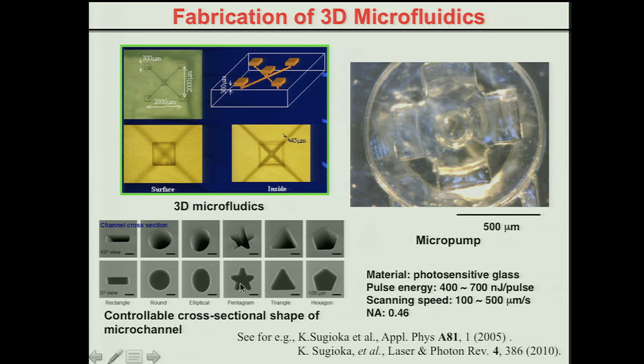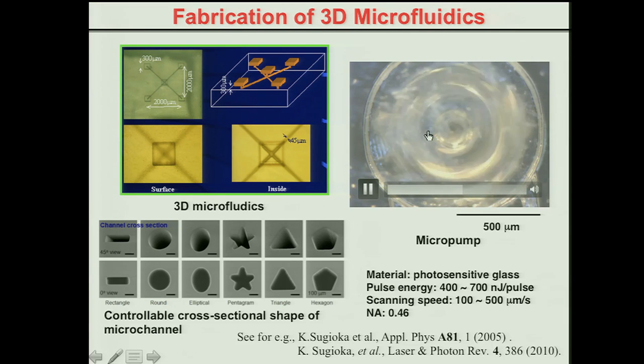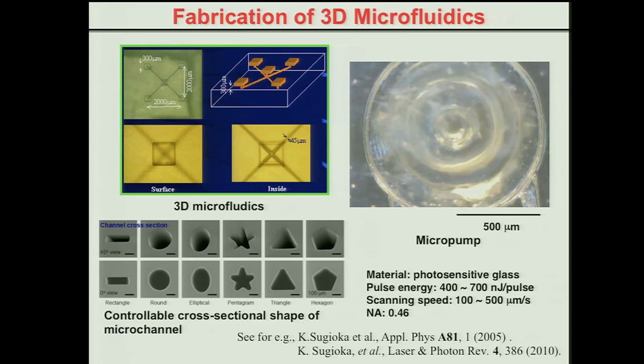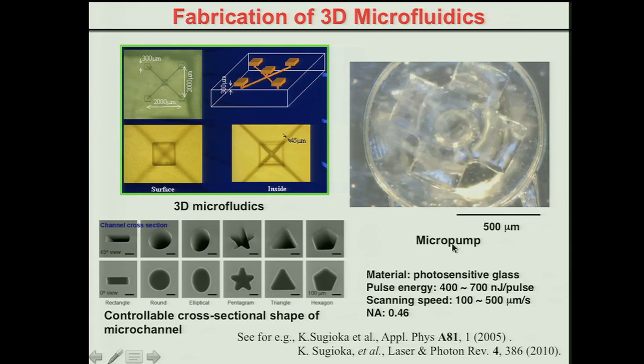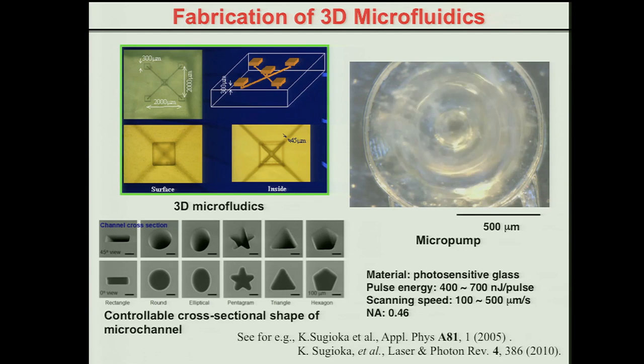And here, the cross-sectional shape of the microfluidic channel formed inside the glass can be well controlled by programming the writing scheme in the femtosecond laser direct writing process. And in this case, we fabricated a cross-shaped microcomponent inside the hollow microfluidic chamber in the glass substrate. This microstructure is free from the substrate, and this microcomponent can be rotated inside the microfluidic channel like this. Thus, this microcomponent can act as a micro pump to control the flow rate of the liquid samples in the microfluidics.